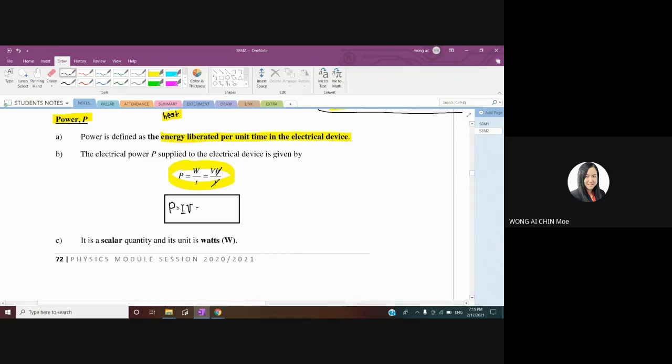Therefore, if you cancel T, our power is equal to IV, or we can write it as I squared R, or we can write it as V squared over R. Power is a scalar quantity, meaning that we don't need to consider the direction, and the unit for power is watt. So maybe we can try one question.